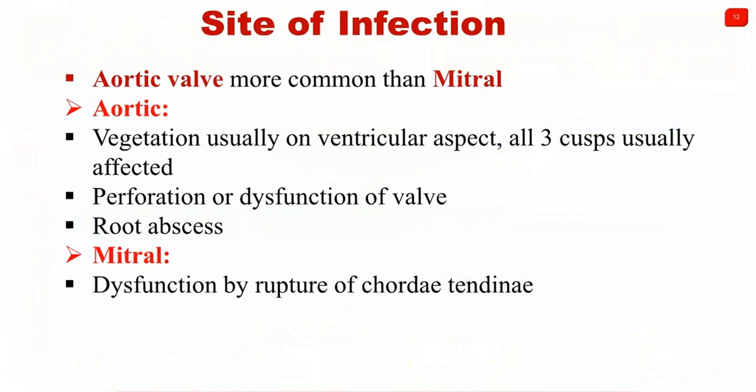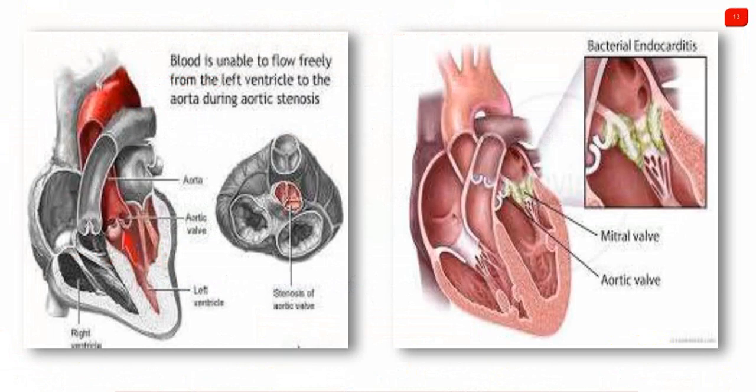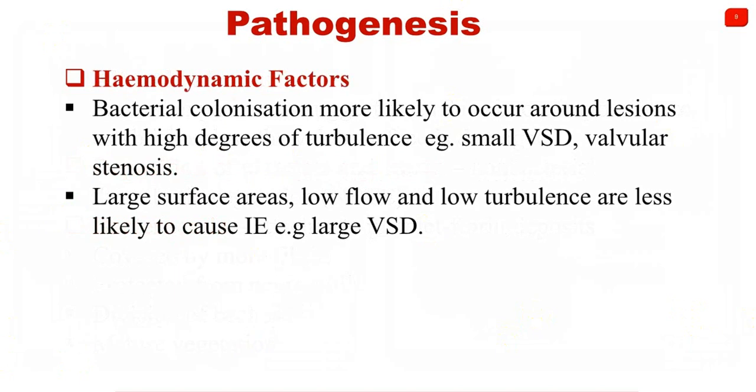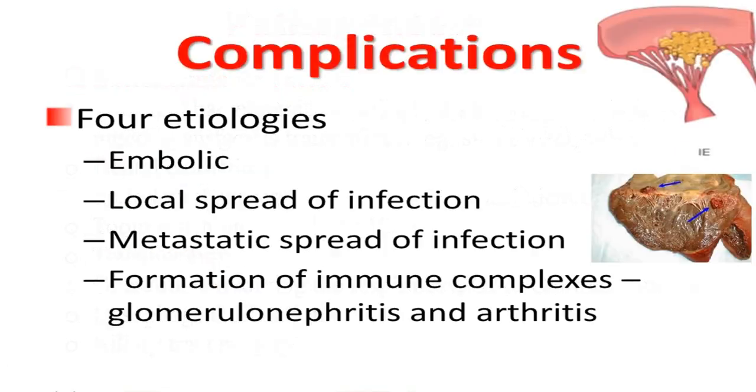Commonest site is the mitral and aortic valve. So mitral and aortic valves are the most commonly involved. You can have a bacteremia producing all symptoms and signs secondary to bacterial toxins. And it depends upon the hemodynamic factor, whether it is a site where there is maximum turbulent flow, which produces damage to the valvular structures. The commonest complications we already mentioned: embolic phenomena, local spread, distant embolic phenomena, and formation of immune complexes, glomerulonephritis, arthritis, etc.